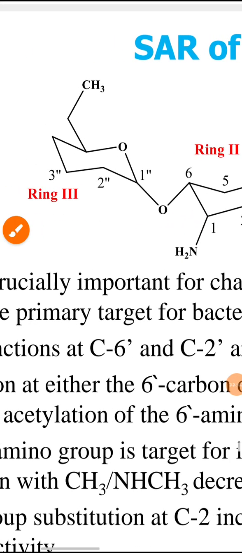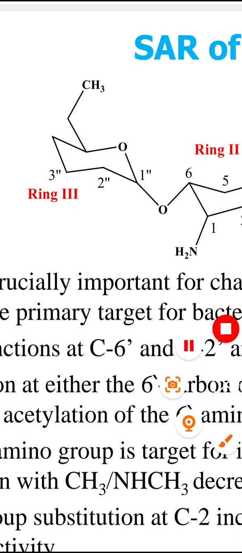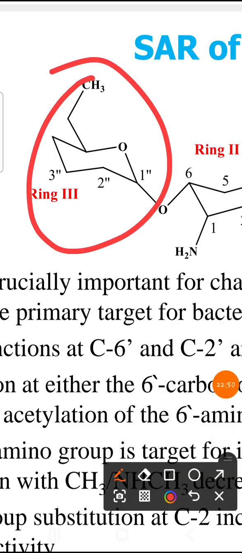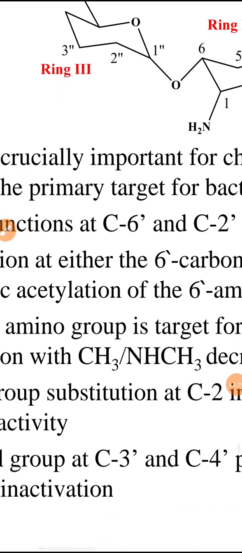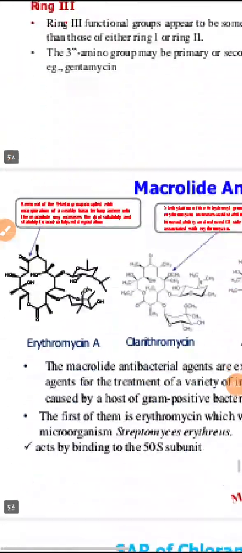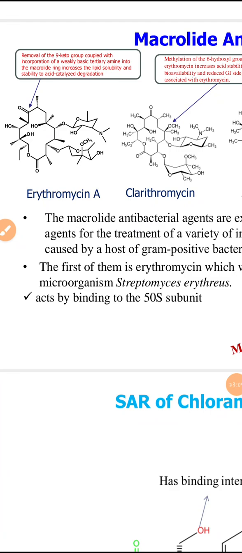The third one is ring 3. This is ring 3. This is also important for activity. Mainly, it is less sensitive to structural changes, like that of ring 1 and ring 2. The 3' amino group is very important. Introduction of an amino group here is essential for activity of these compounds. Therefore, this is the structure-activity relationship of aminoglycosides.